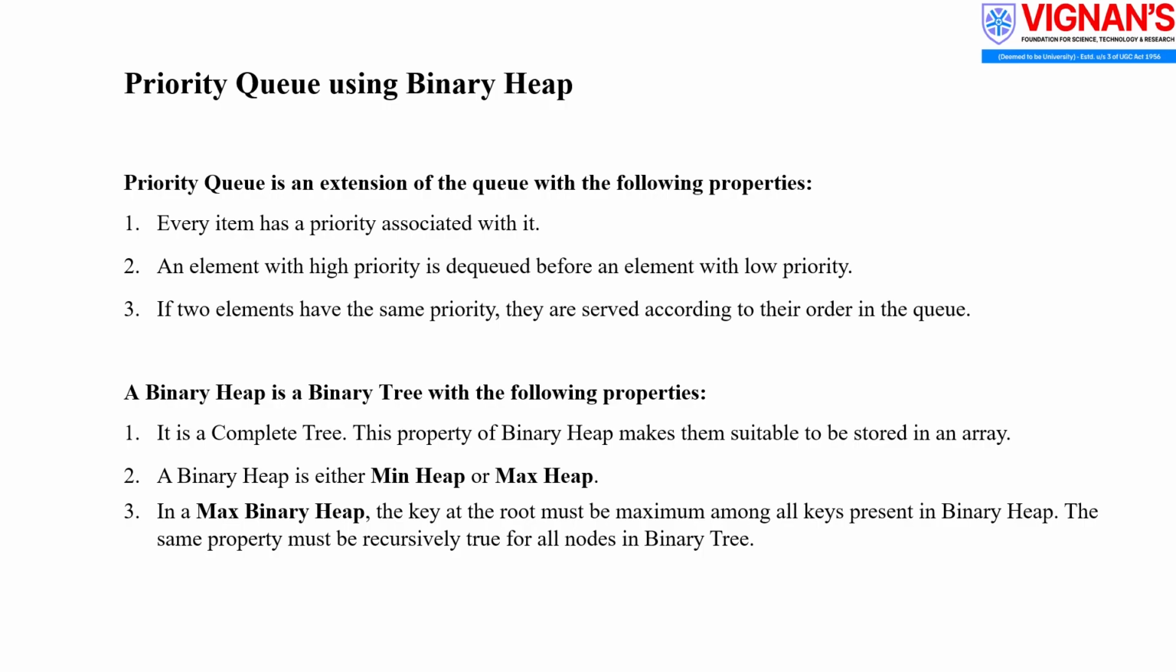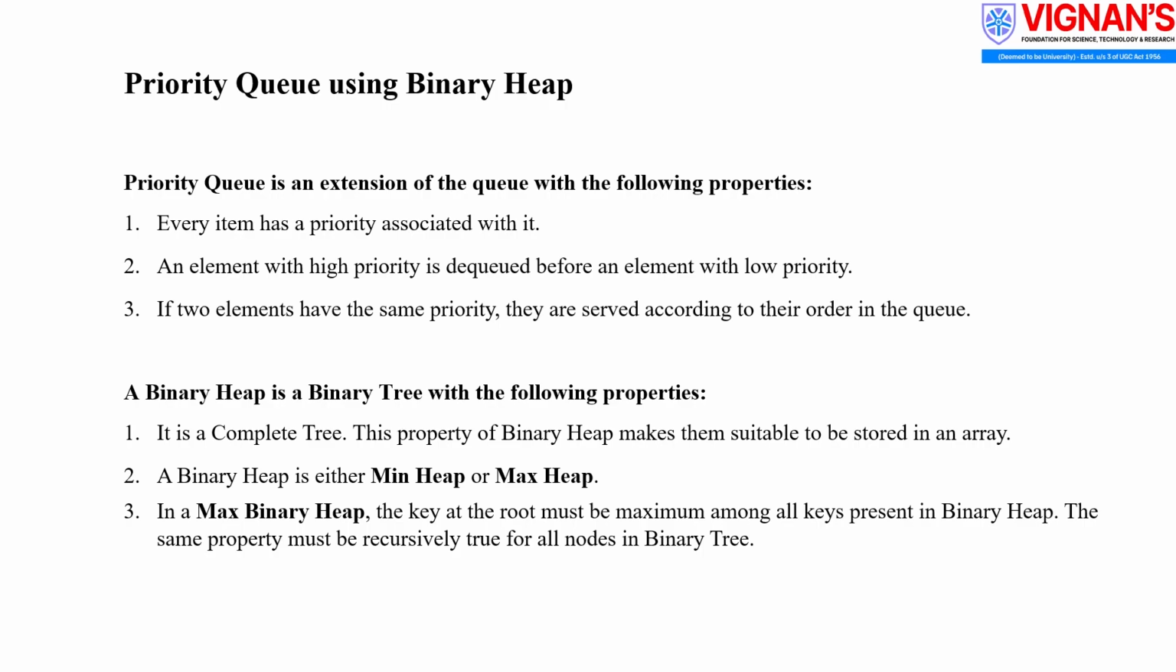A priority queue is an extension of the queue with the following properties. First, every item has a priority associated with it. Second, an element with higher priority is dequeued before an element with lower priority. Third, if two elements have the same priority, they are served according to their order in the queue.